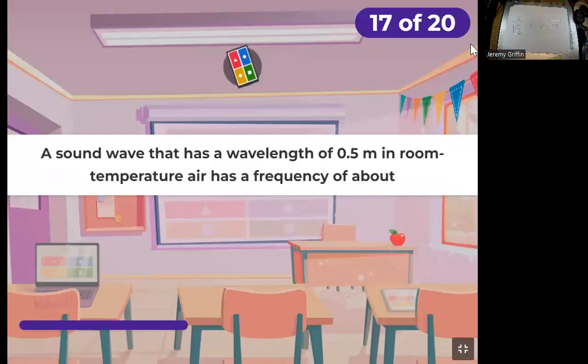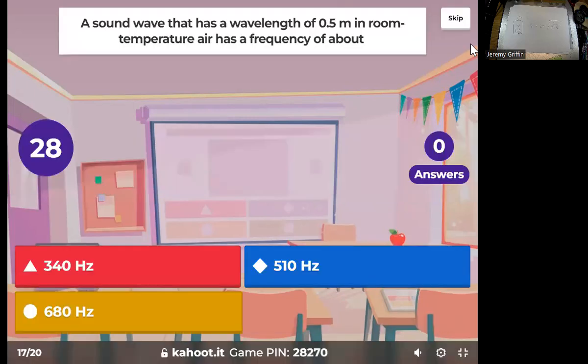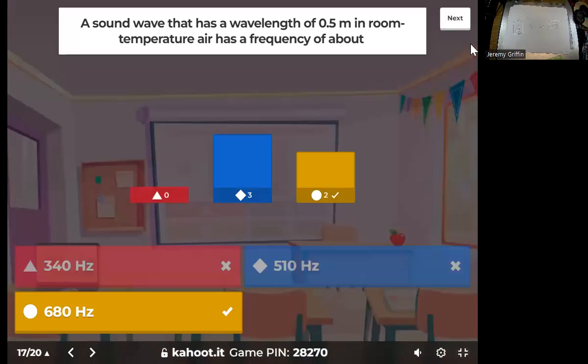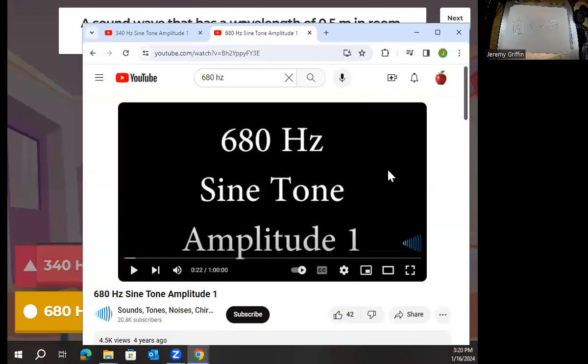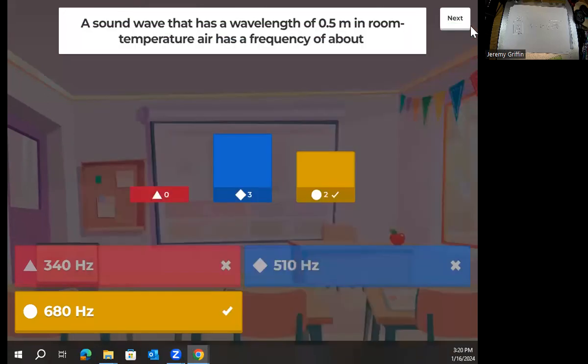A sound wave at room temperature has a wavelength of 0.5 meters. What is its frequency? Speed equals wavelength times frequency. What is 340 meters per second divided by 0.5 meters wavelength? What is 340 divided by 0.5? It's 680 hertz. There's the answer. Oh yeah, 680 hertz.